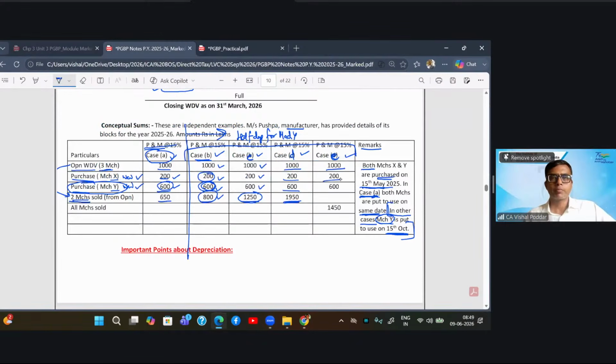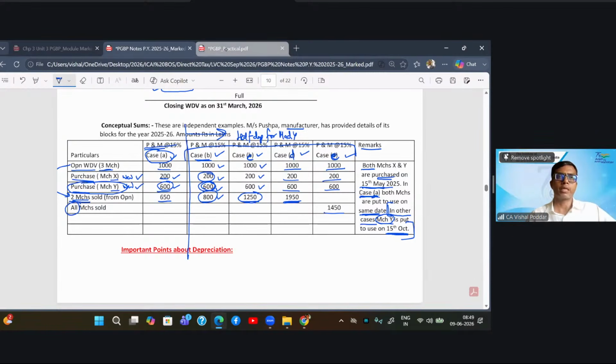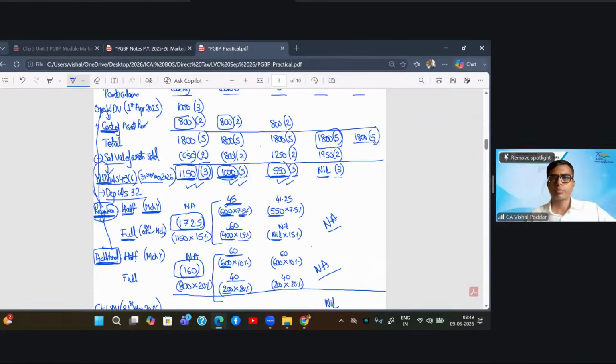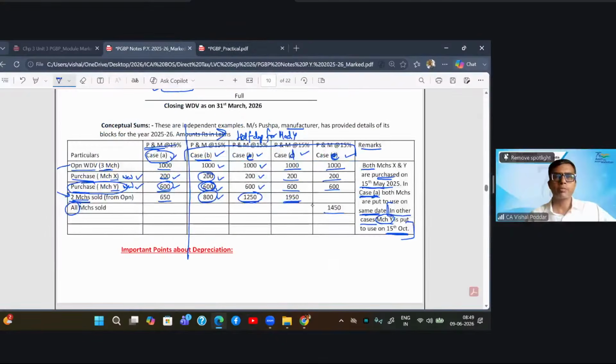Again, opening and purchase are the same. Now what they have changed in the scenario is that all machines are sold, not two. All machines are sold for 1450. So up to this point it is the same because opening and purchase are the same. But now you are selling all the machines. All 5 machines are sold for 1450. Right?